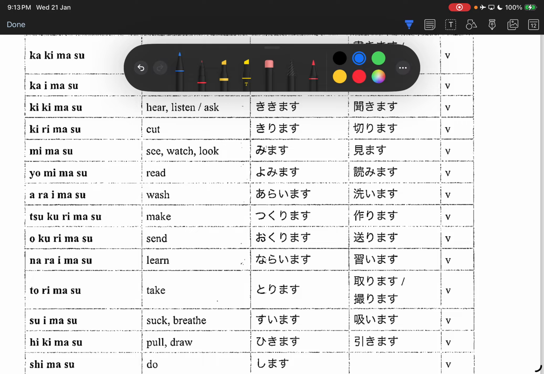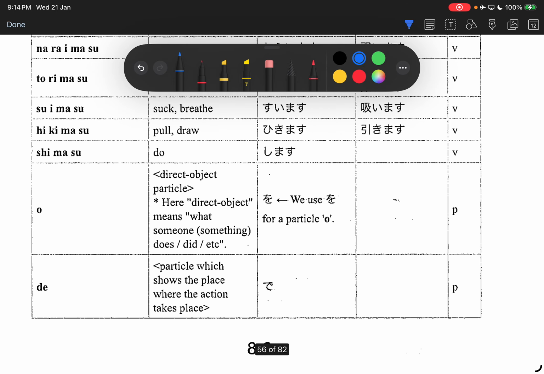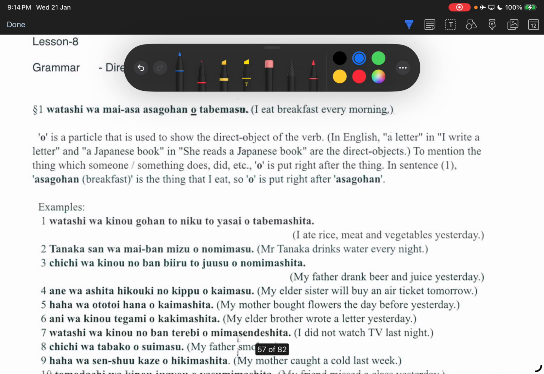Next, send, learn, take, smoke, pull, do. Okay, so we will learn two more particles in this lesson, O and de. Okay. So next page.